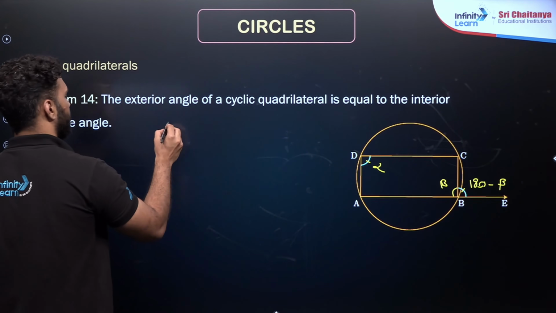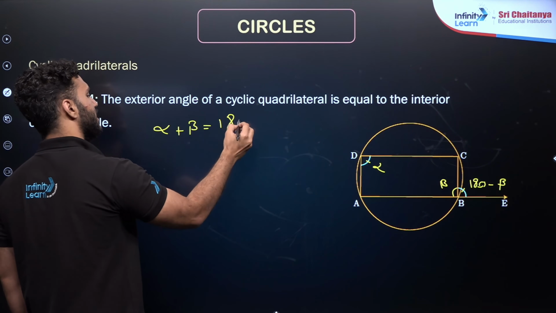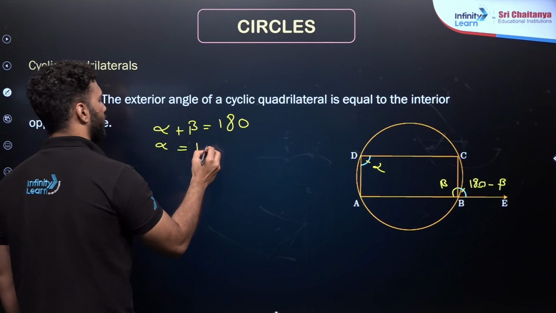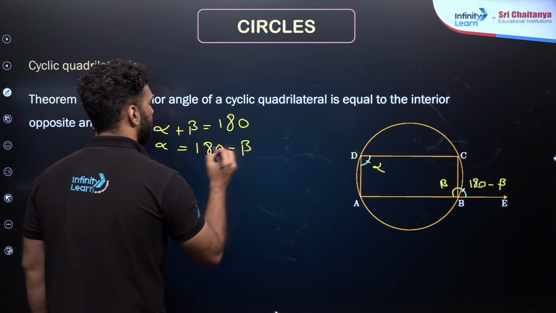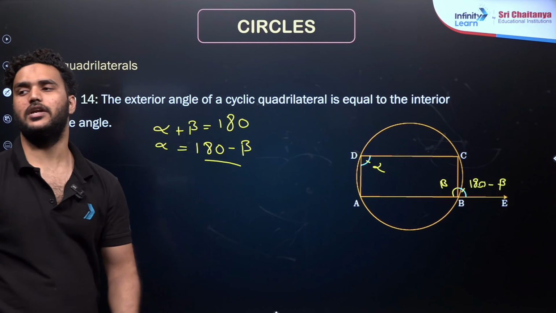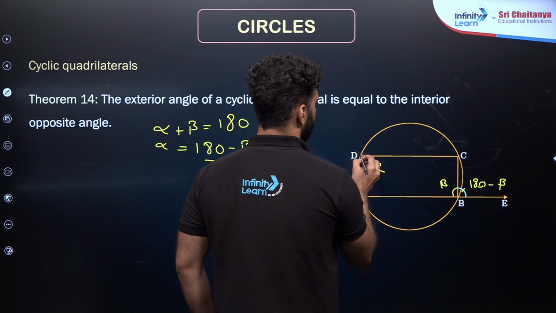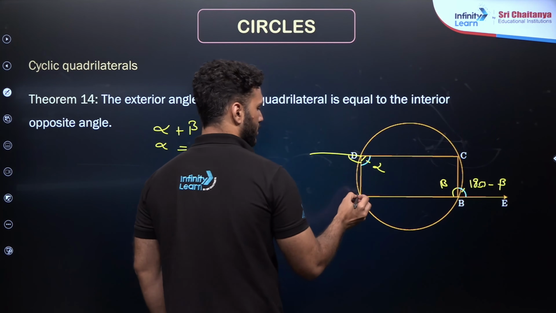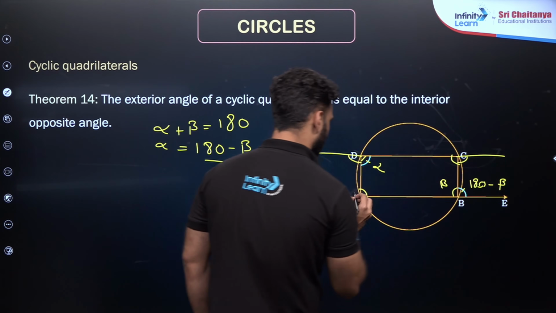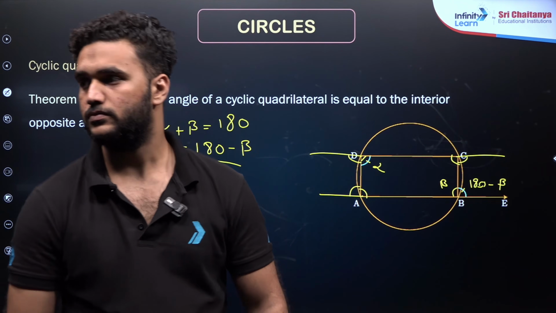We know that alpha plus beta must be 180 because they are opposite angles of a cyclic quadrilateral. Then alpha must be equal to 180 minus beta. The exterior angle is 180 minus beta, and the value of alpha is 180 minus beta. So obviously this angle is equal to this angle, and likewise for the others. Any doubt, anyone?